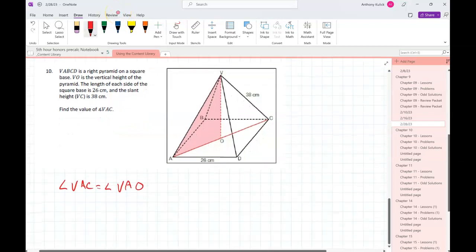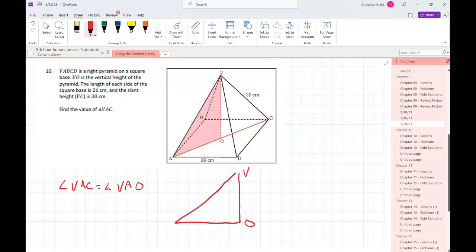So let's start drawing in what we have. I know VA is a slant height, right? If this is a right square pyramid, VA and VC have to be the same. Since O is where the height of the pyramid hits the base, I know that's perpendicular to the base. So I know that's a right angle. And we're looking for this angle here. I'll just label it X.